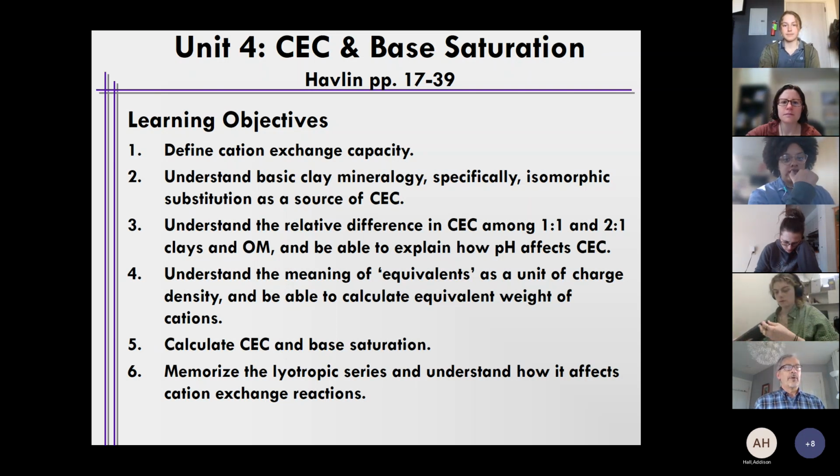And this is either going to be a refresher or building upon what you learned when you took introductory soil science, either last semester or several semesters ago, or even years ago.